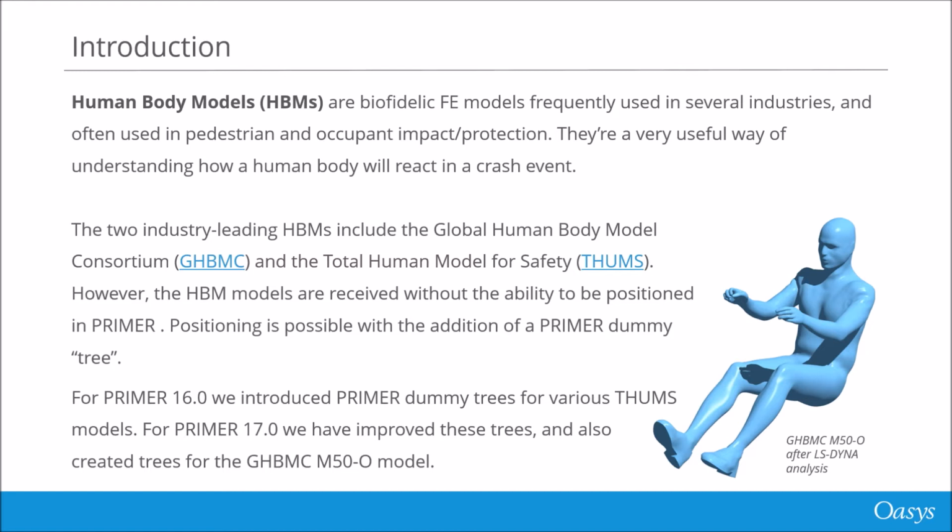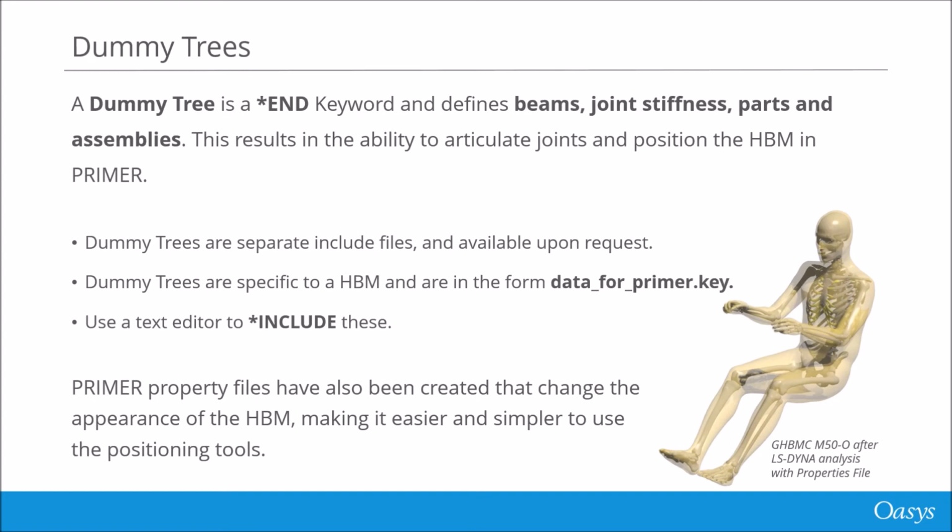Positioning is now possible, though, with the addition of a Primer dummy tree. For Primer 16, we introduced Primer dummy trees for various THUMS models. For Primer 17, we have improved these trees and also created trees for the GHBMC 50th percentile occupant model. A dummy tree is a star end keyword, which means it's written after star end. So LS-DYNA will not read it, but Primer can read it, and it defines beams, joint stiffnesses, parts, and assemblies. And when read, this results in the ability to articulate joints and position the human body model in Primer.